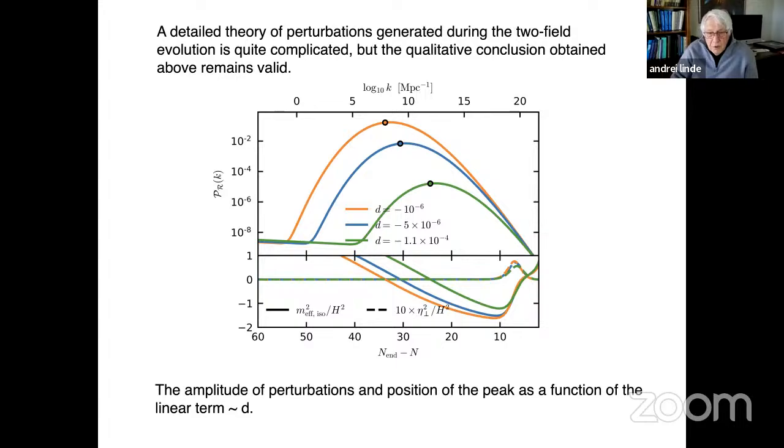So if we take d like 10 to the minus 6, this will be the amplitude of the peak produced here. So this peak appears in the range of n, which is close to the end of inflation, but the position of the peak, in fact, depends on d and on other factors. And depending on d, you can make this peak very high or lower than that.